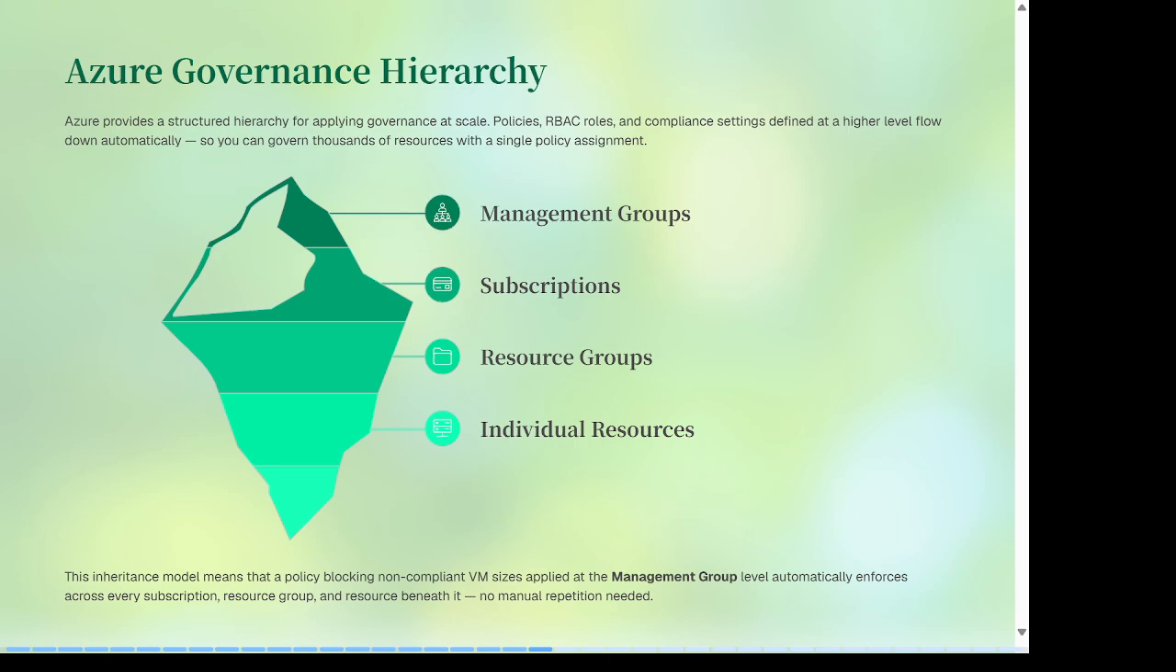How it works in real life? Let's understand this with a practical example. Imagine a company defines a policy at the management group level. This policy says only allow approved VM sizes. Now what happens? This single policy automatically applies to all subscriptions under the management group, all resource groups inside those subscriptions, all resources inside those resource groups. So the rule is enforced everywhere automatically.